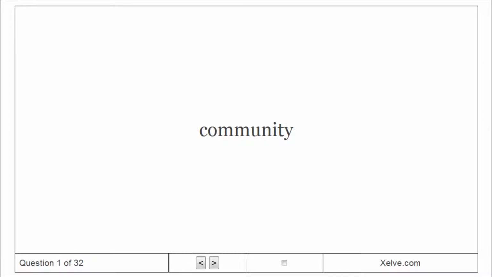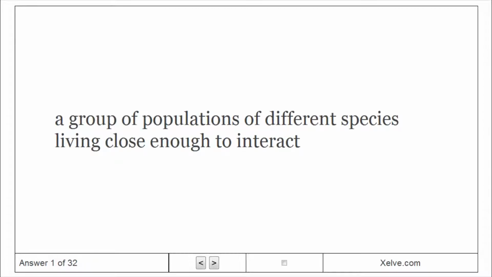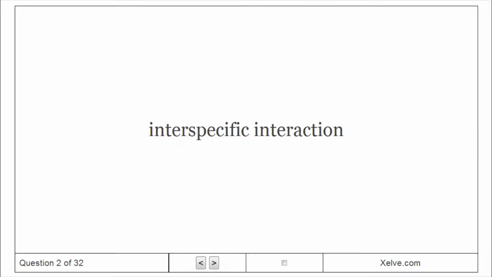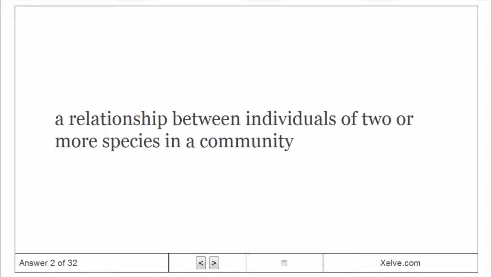Community. A group of populations of different species living close enough to interact. Interspecific interaction. A relationship between individuals of two or more species in a community.